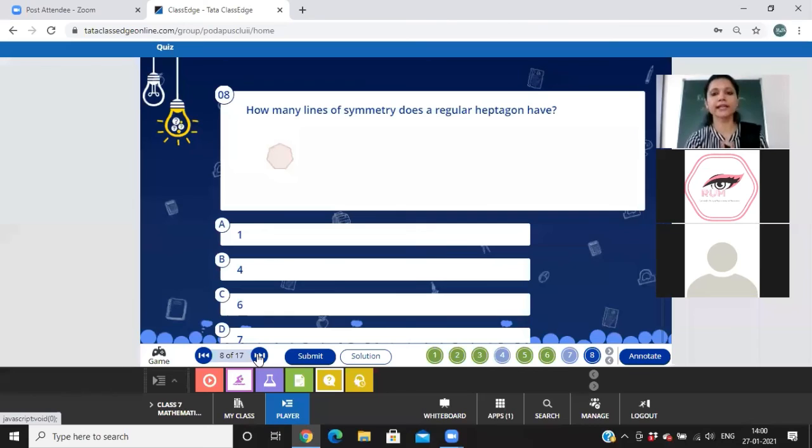Okay, this is a regular heptagon. A heptagon is a figure having 7 sides. So how many lines of symmetry would it have? 7 lines of symmetry.